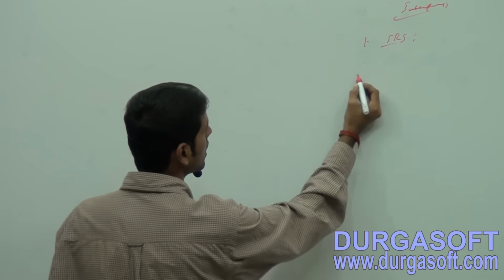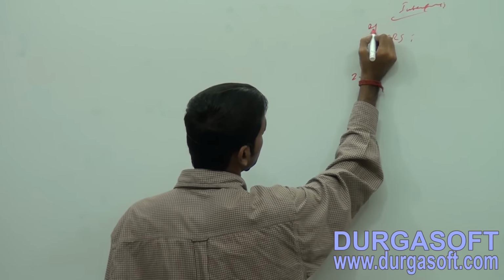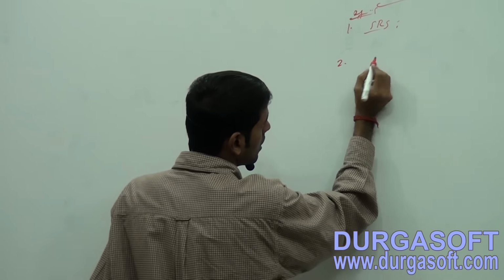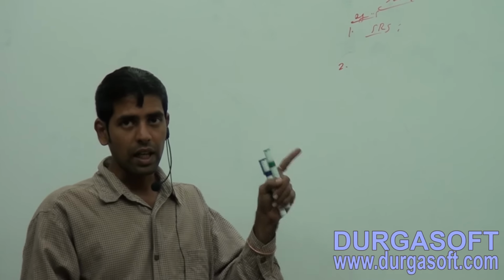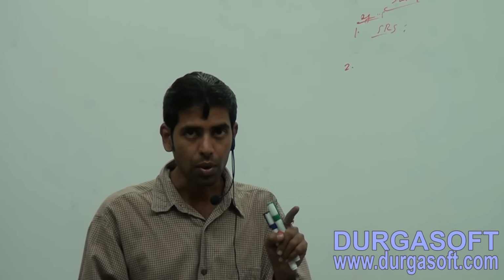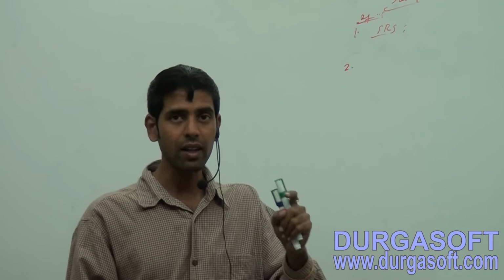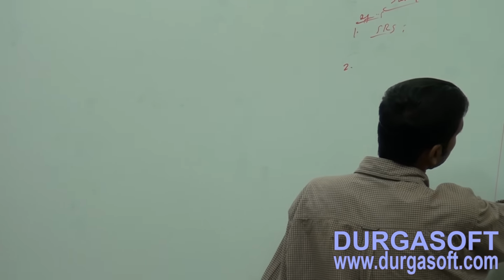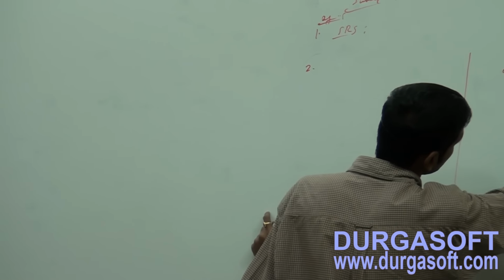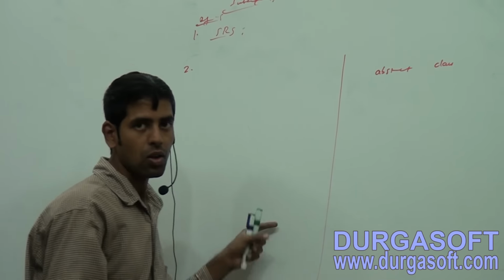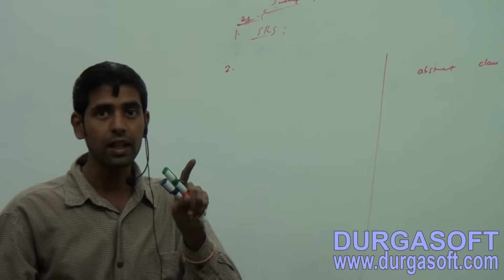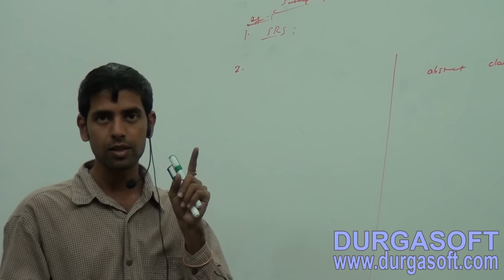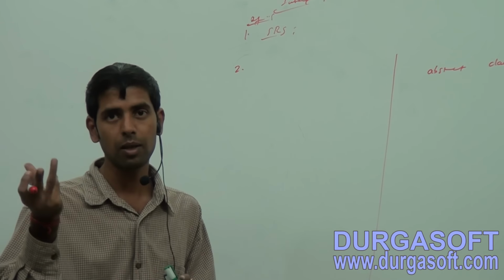Now let us go for the other definition of this interface. Observe here, what does it mean? Interface means it is a pure abstract class. Why this definition? Let me ask one thing: can an abstract class contain concrete methods? Yes, it can contain zero or any number of concrete methods, meaning a method with implementation.